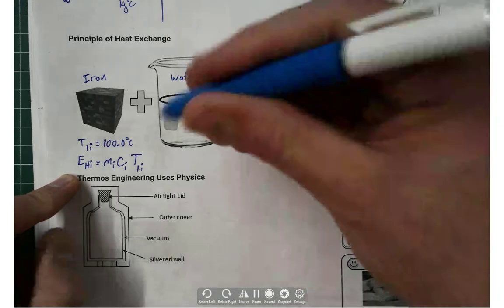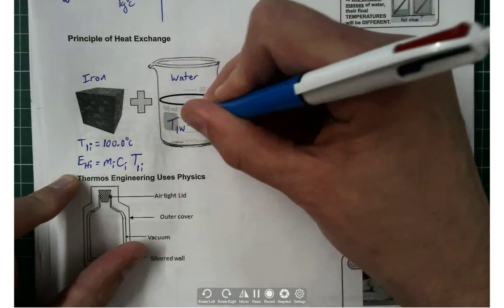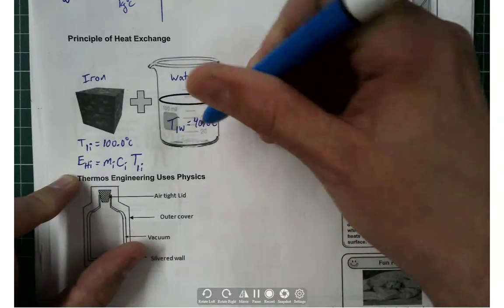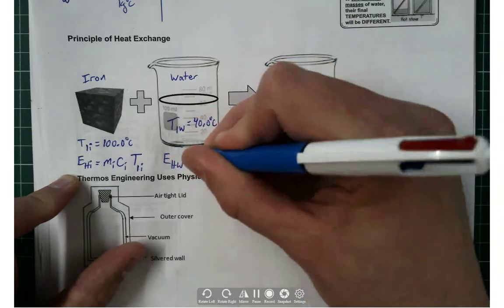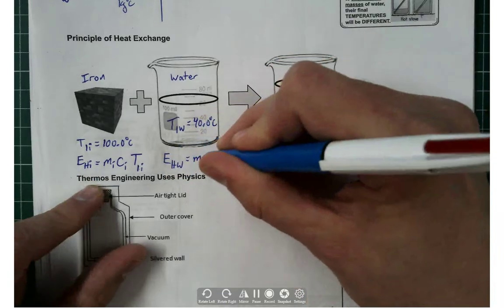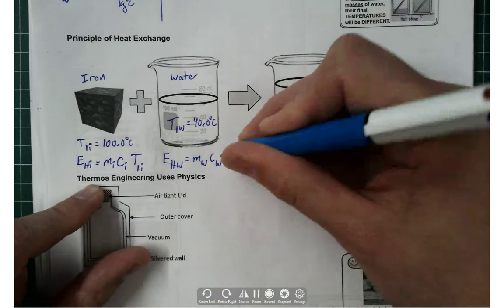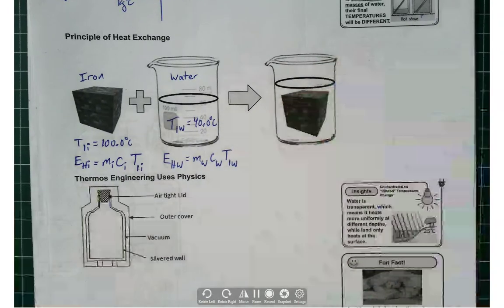The water, on the other hand, if the water had a temperature, let's just say T1W, of 40.0 degrees Celsius, I could say that the heat energy for the water is equal to the mass of the water times the heat capacity of water times the temperature of that water, T1W.